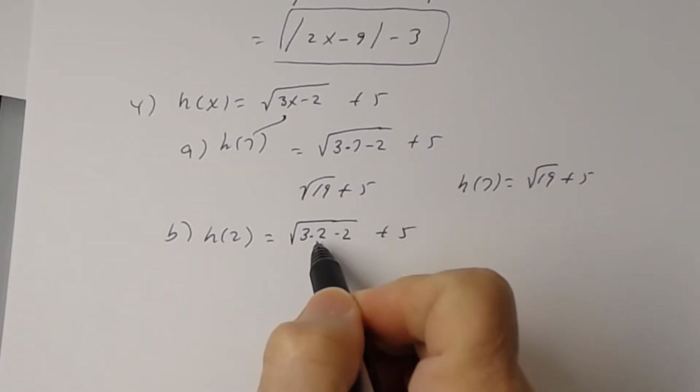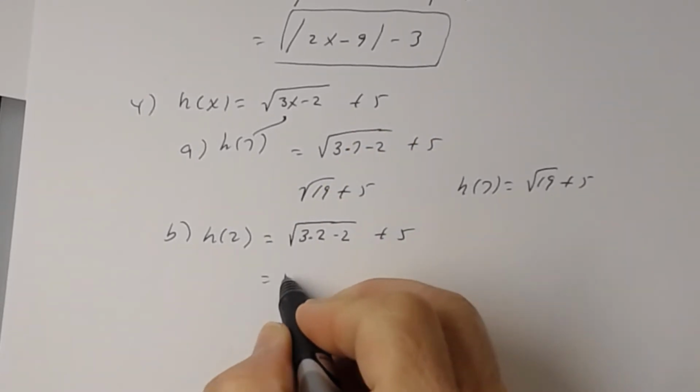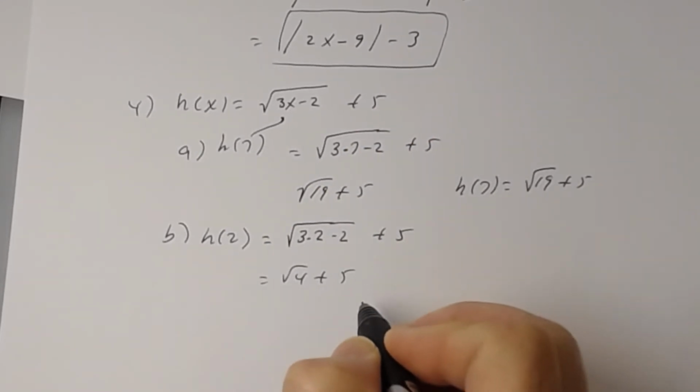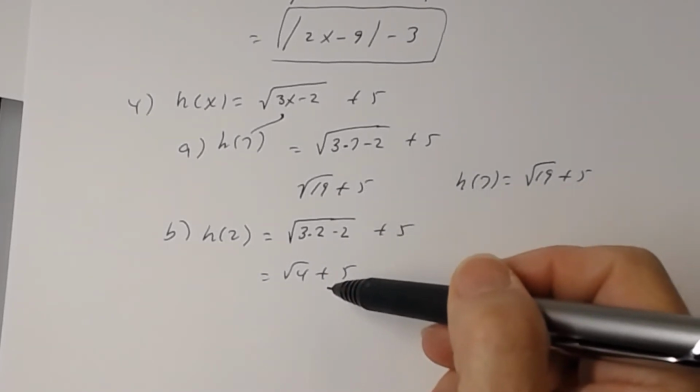What's 3 times 2? What's 6 minus 2? All right, now here's what I have. I have the square root of 4 plus 5. So that's where I'm at, right? So what I had in part A looks the same as in part B. But I can go further with part B.